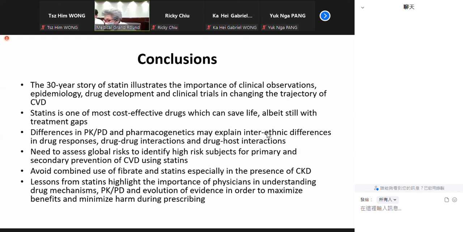So, what do we have? Any questions? May I know when will fibrate be used in the treatment of dyslipidemia? Is statin alone enough? Yeah, interestingly, yes. Very good question.